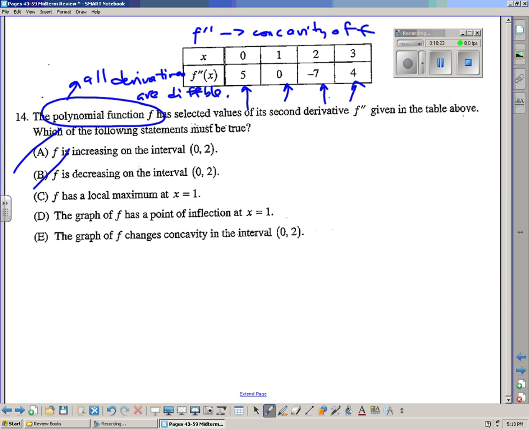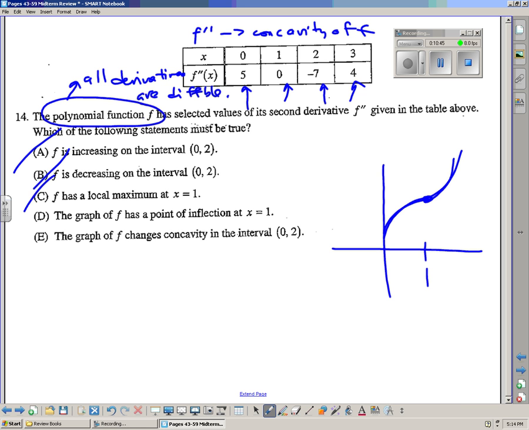Well, let's analyze that for a moment. The second derivative is 0. Okay, so what that means is you could have a possible inflection point if the second derivative at 1 is 0. But that does not mean that you get a max. It could just mean you have an inflection point, so we don't know that that's true either. D, the graph of f has a point of inflection at x equals 1.